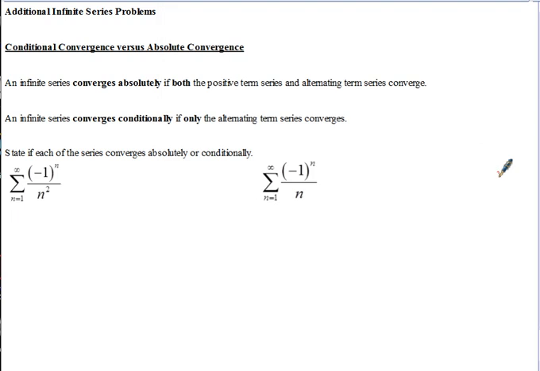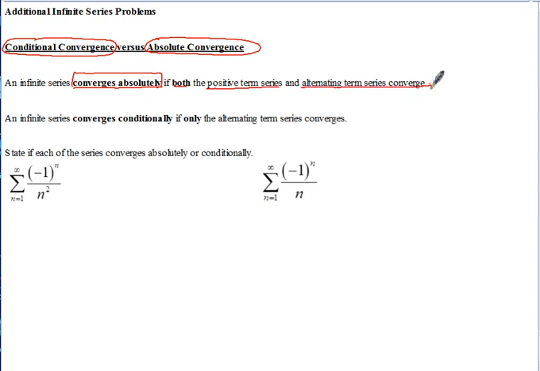These are the notes for AP Calculus on the topic of additional infinite series problems. First, let's look at the difference between conditional convergence versus absolute convergence. And this applies to alternating series. An infinite series converges absolutely if both the positive term series and the alternating term series converge. Then either way it's converging, so it converges absolutely.